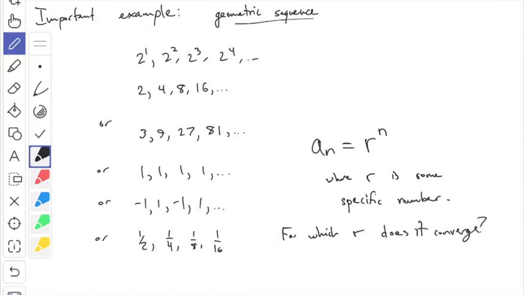And for which r does it diverge? So maybe we could just look at those ones that I wrote already. How about the first one here? 2, 4, 8, 16. What do you say? Converges or diverges? Diverges. Yeah, this one, those numbers, they just keep on getting bigger forever. So that one diverges.